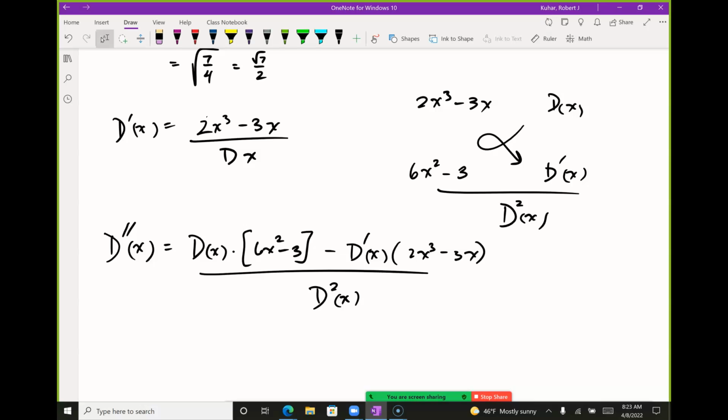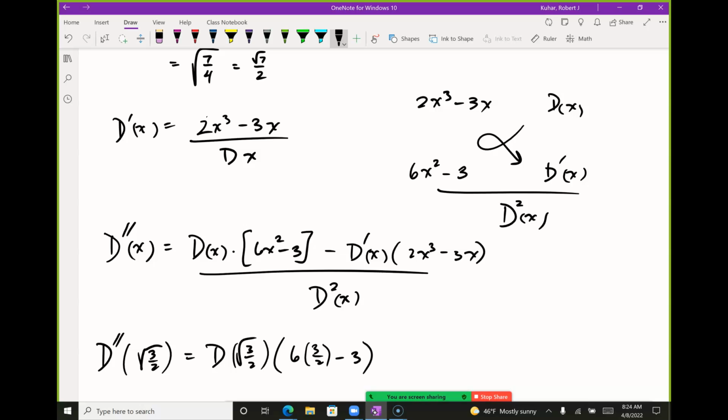But you're going to notice something when I plug in square root of 3/2, because that's what I have to do. D double prime of the square root of 3/2 is d of square root of 3/2, okay, I know that already, times 6 times 3/2 minus 3, minus d prime of square root of 3/2. And I know that already, right? In fact, what is d prime of square root of 3/2? What is this piece here?